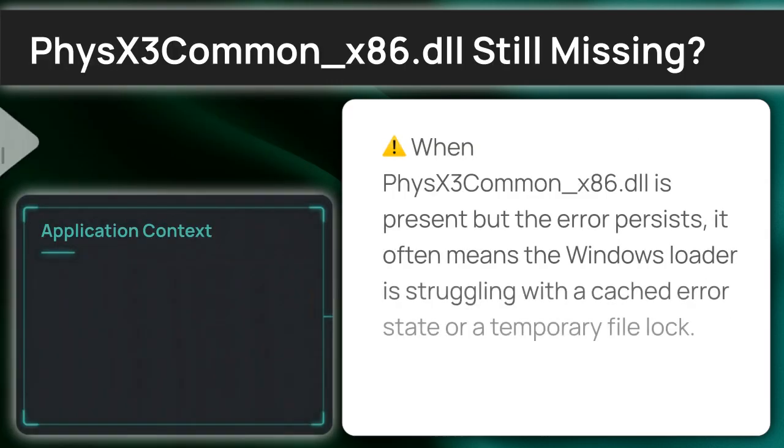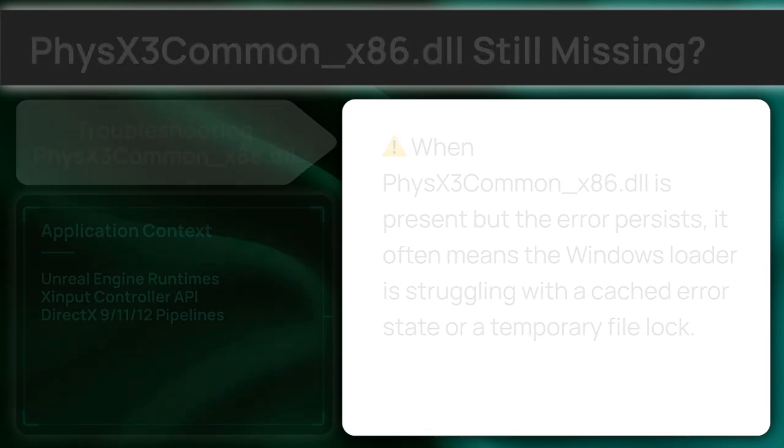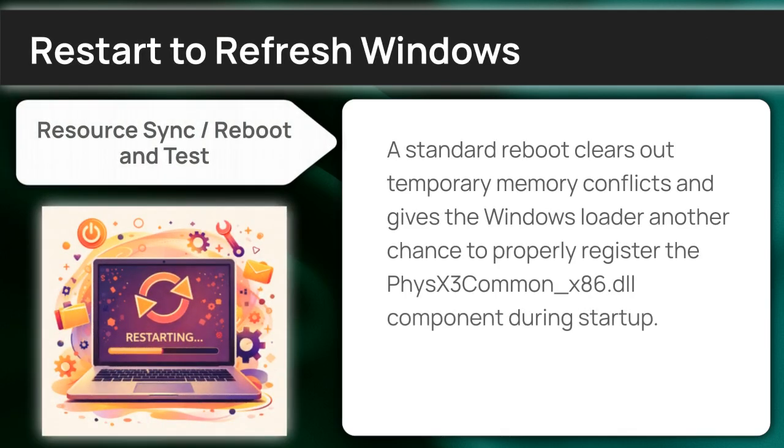When a standard software refresh isn't enough, we need to bypass the automated installers and look at manual system state resets. A quick system restart is a practical way to ensure that all shared libraries, including the PhysX 3 Common 86, are being loaded correctly into the current session's memory.